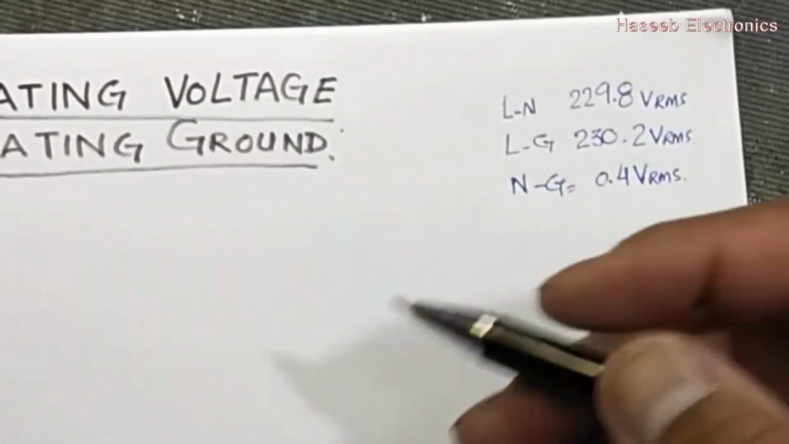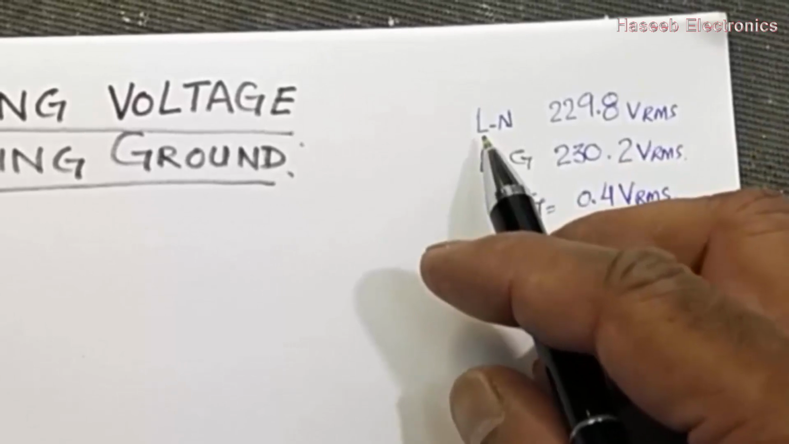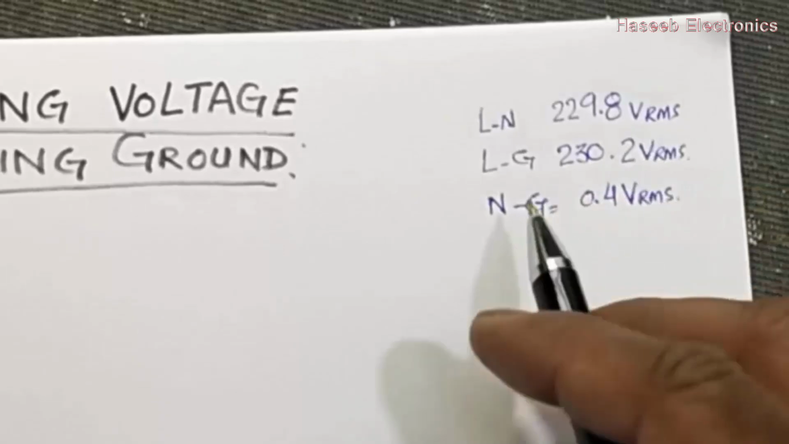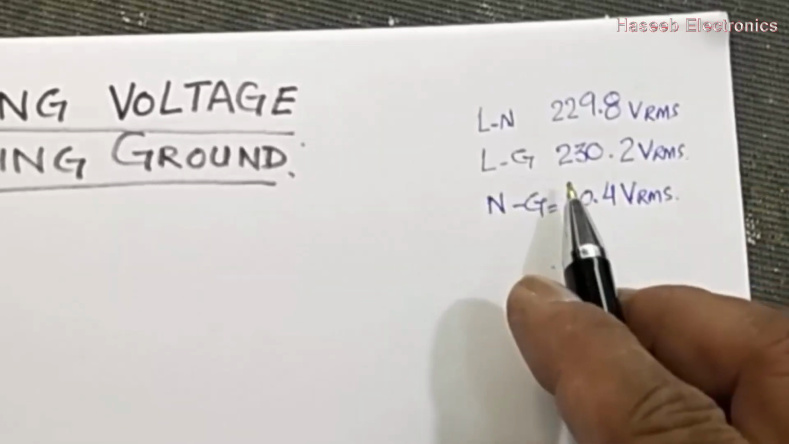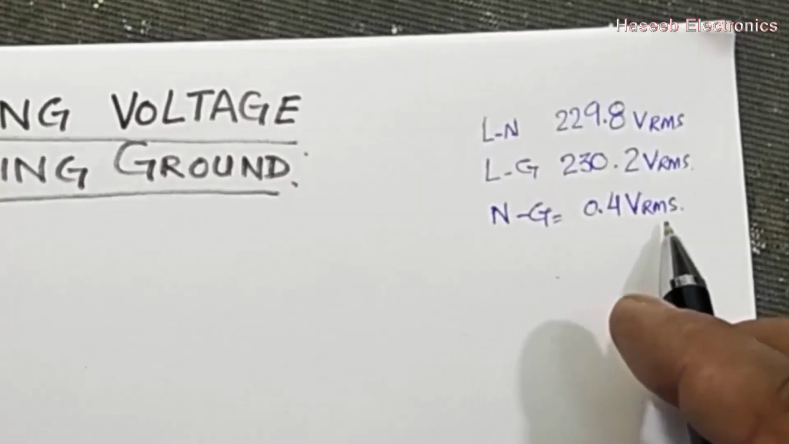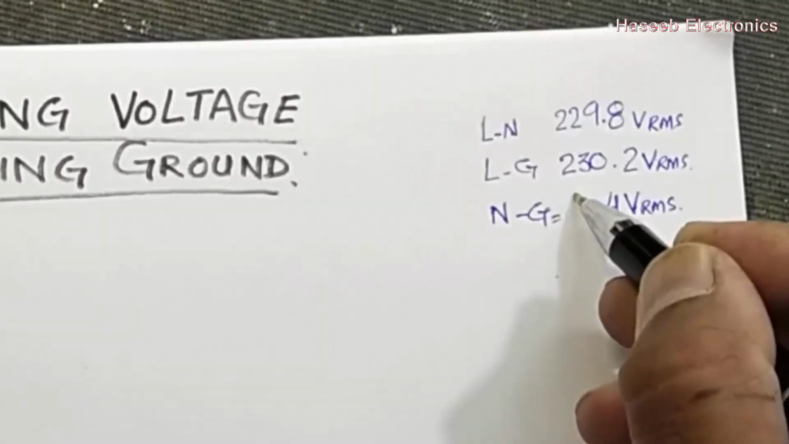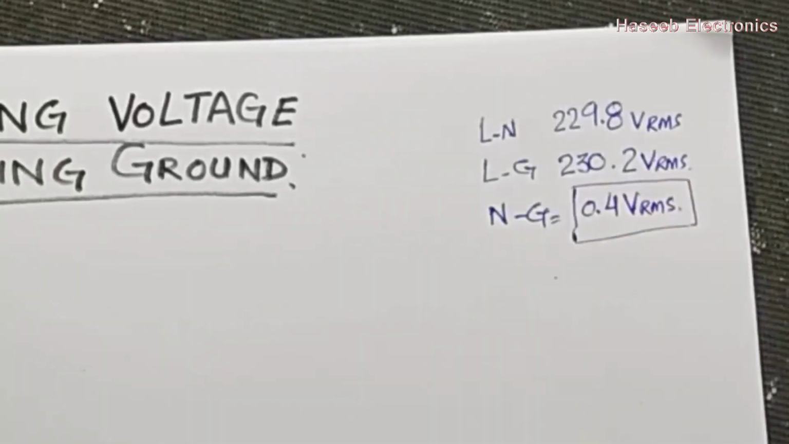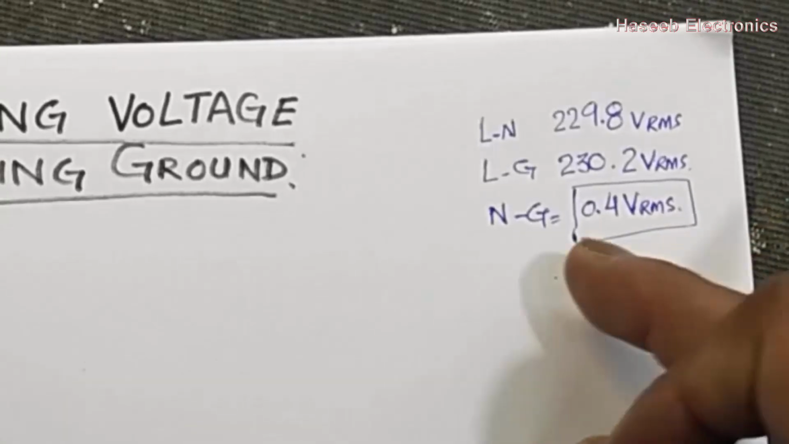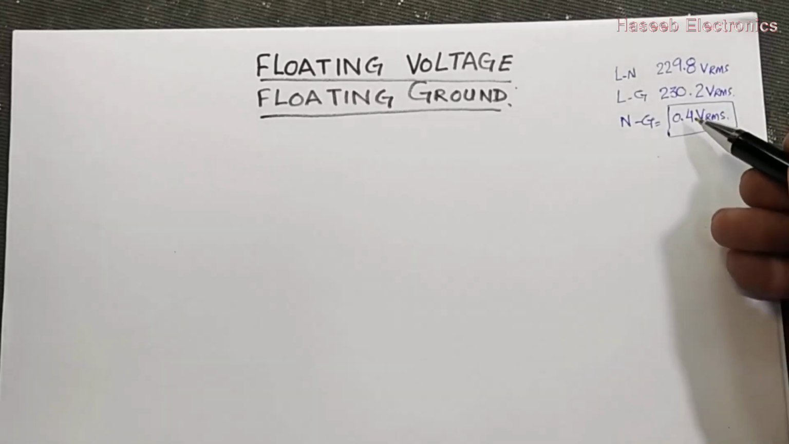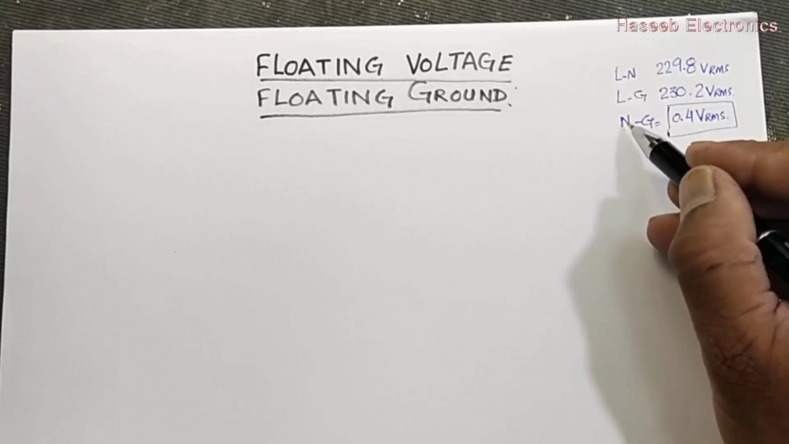So friends, in our measurement, we find line to neutral 229.8 volts RMS AC voltage. Line to ground is 230.2 volts. Neutral to ground is 0.4 volt RMS. Now we have to discuss this 400 to 500 millivolts, which we measured on the multimeter. We will consider it 0.4 volts. Why is there a 0.4 volt difference between neutral and ground, and what is this?